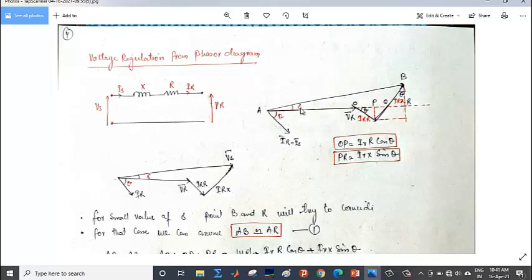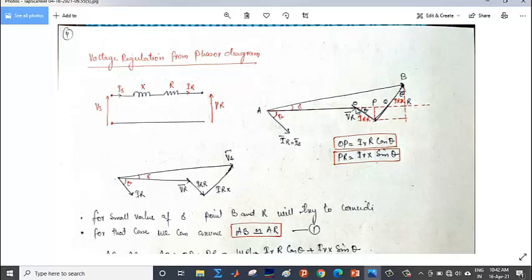This is theta, this is delta. I'll let you know just a bit later what this delta is. So this is VR, the same voltage phasor. This is IR into R, the same voltage phasor across resistance R. This is IR into X, the voltage phasor across this reactance X.